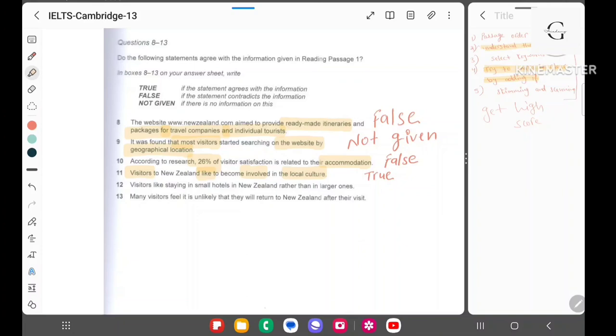Let's do the 12th. Visitors like staying in small hotels in New Zealand rather than in larger ones. So be careful if you find the word "rather than". It means they are comparing the things.